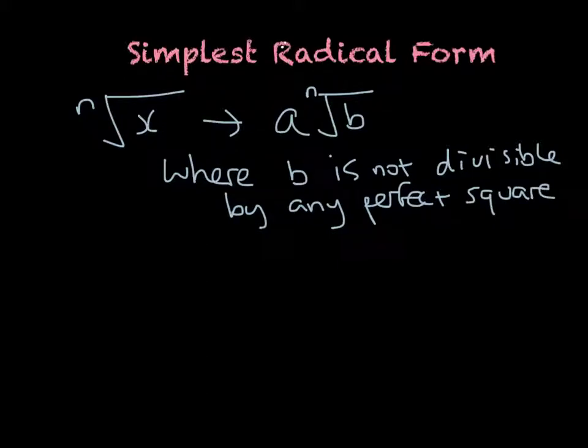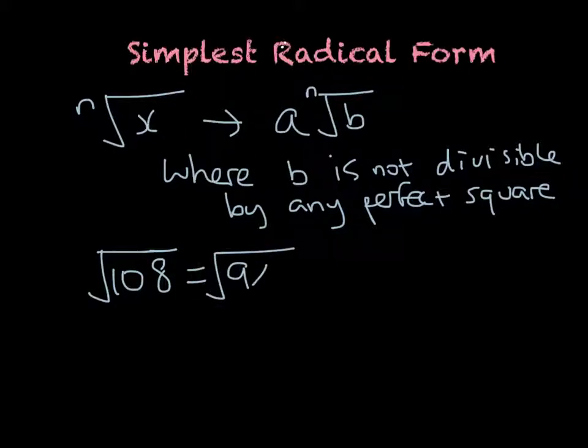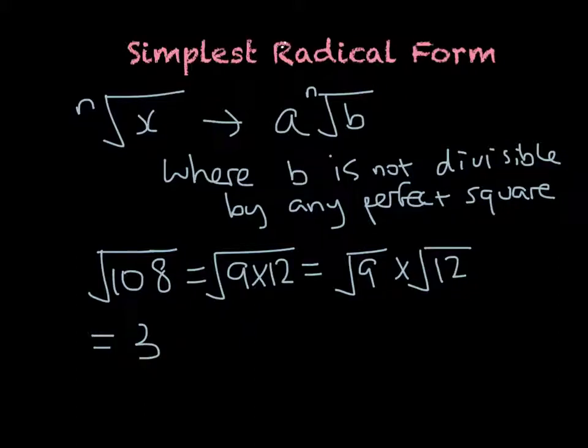So as an example of this, let's say I want to put the square root of 108 into simplest radical form. What I can do is rewrite 108 as, let's just say, 9 times 12. At this point, I can split it using the rules I just learned, the square root of 9 times the square root of 12. And this simplifies to 3 times the square root of 12.